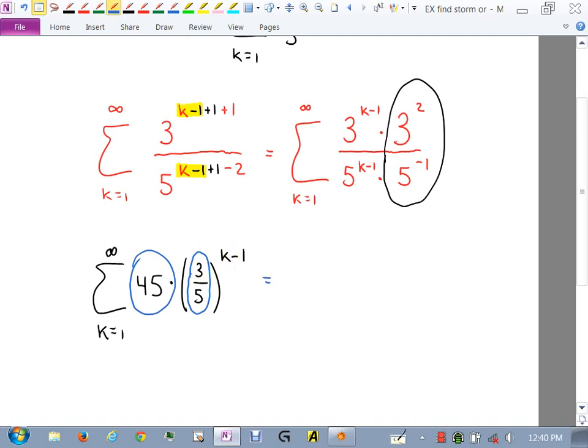This adds up to be a over 1 minus r, which is 45 over 1 minus 3/5, whatever that is. A over 1 minus r. Look, I finished that all in time.